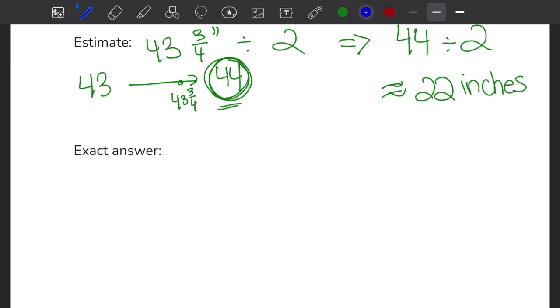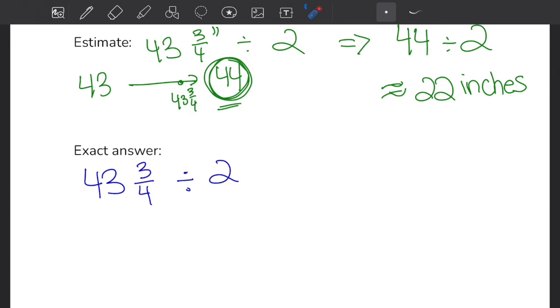So I'm going to take 43 inches and 3/4 of an inch, and I'm going to divide it by 2. Now there's multiple ways to do this. One way is to take this number and convert it into an improper fraction and then do fraction division. That's totally fine. You can also take this, convert it to decimal, and then divide by 2 using your calculator. That's also okay. If your calculator can do fraction division this way, you can do that too.